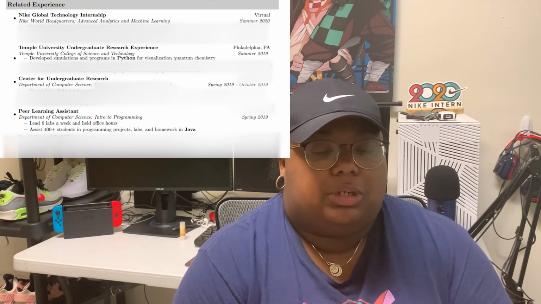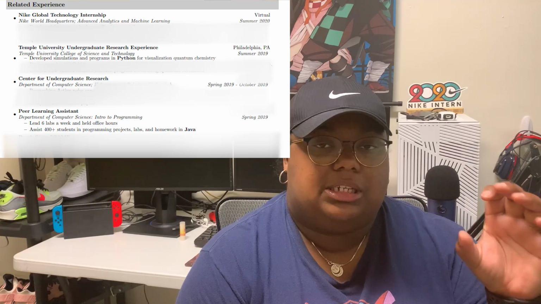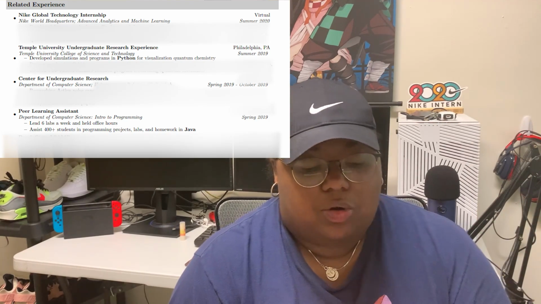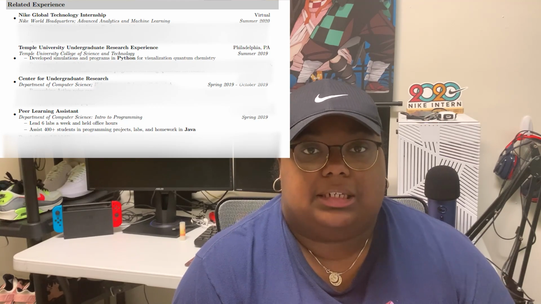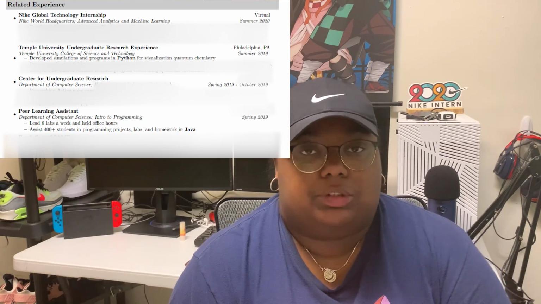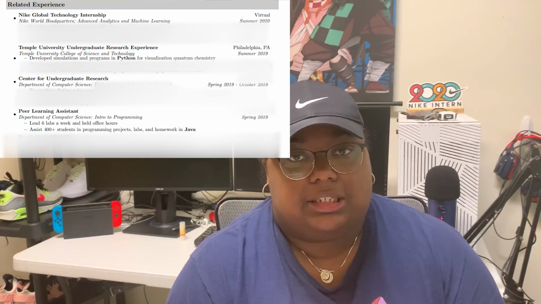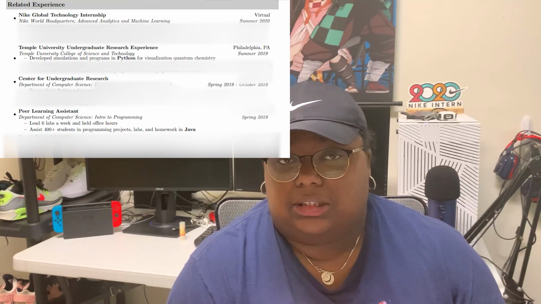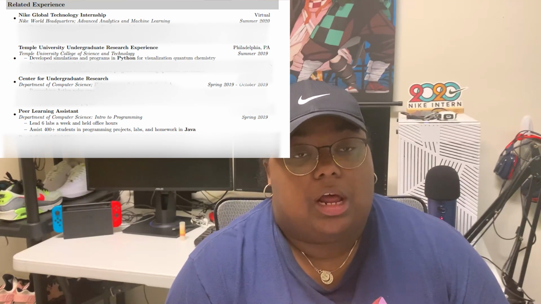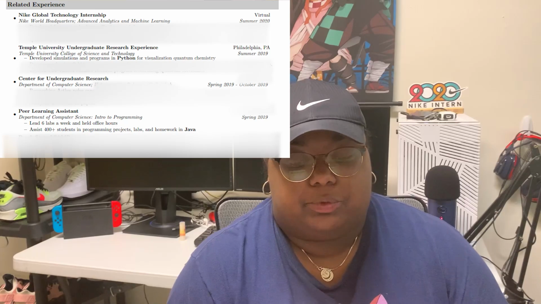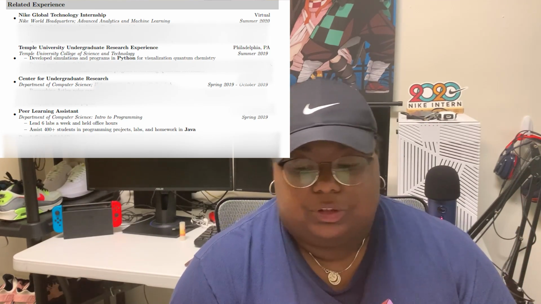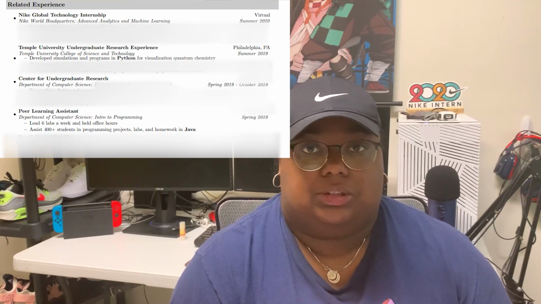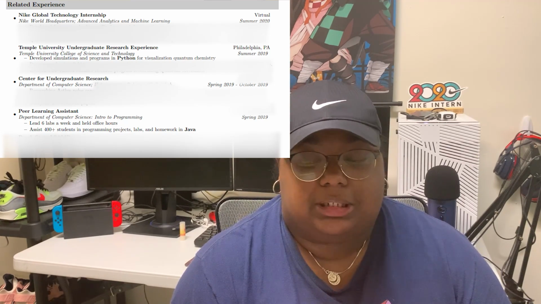Each of those 3 bullet points has to use key action words. And the rest of the opportunities that I have in there just go from there. So the internship that I did last year, which was a research experience at a university in Philadelphia, I did in the summer of 2019. And again, you use action words. For example, developed simulations and programs in Python, bolded, for visualization of quantum chemistry. So that is what I did when I was there for 3 months.